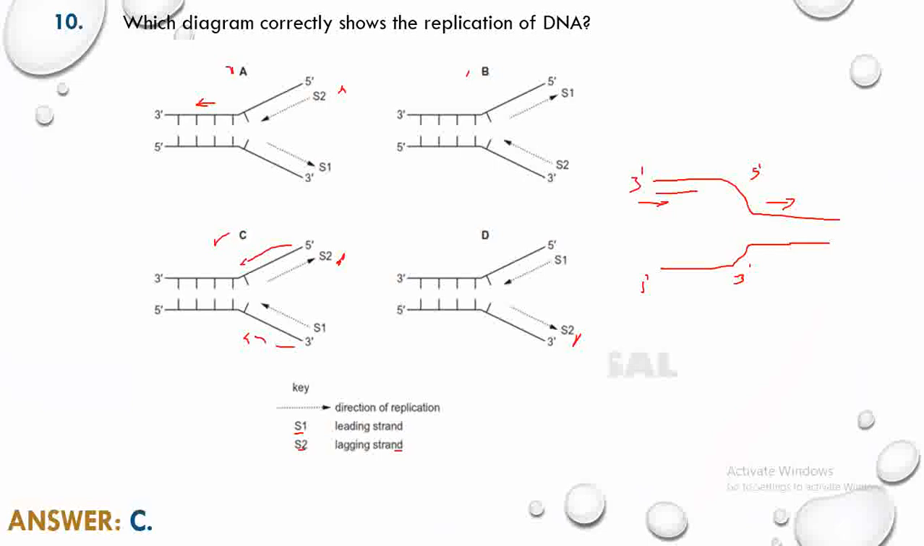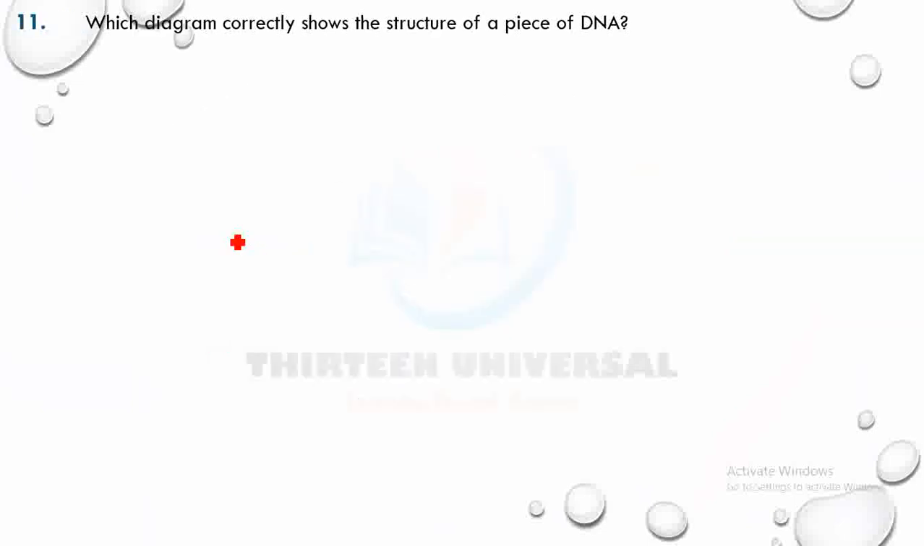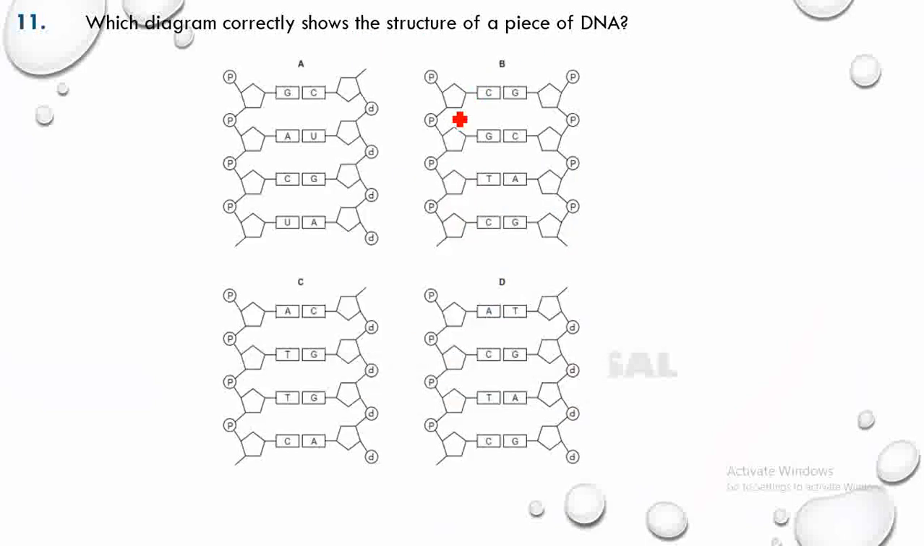Yeah. So, which diagram correctly shows the structure of a piece of DNA? Of course, DNA is double-stranded, but pause the video and tell us what you think. So, you see, DNA doesn't have uracil. A has uracil. What DNA has is thymine. So that eliminates option A.